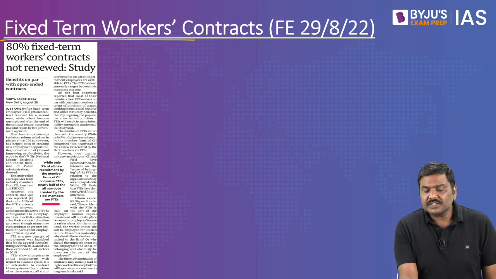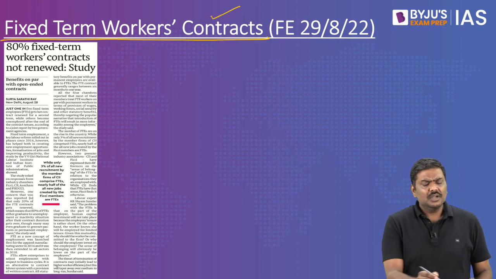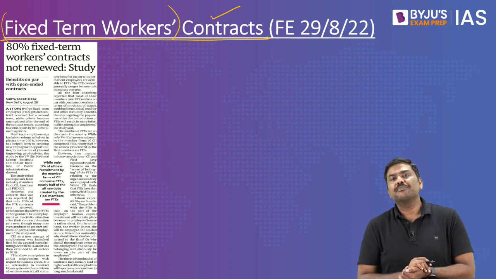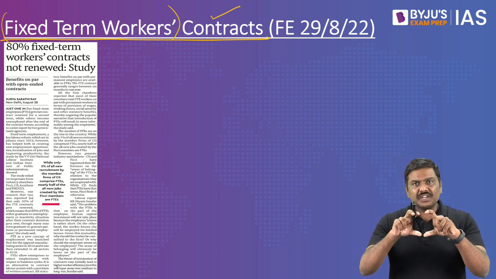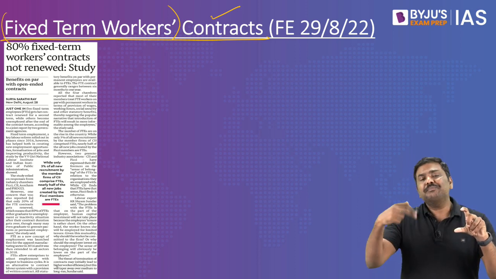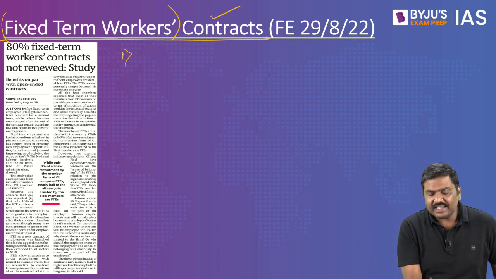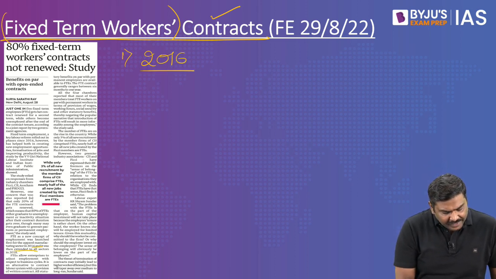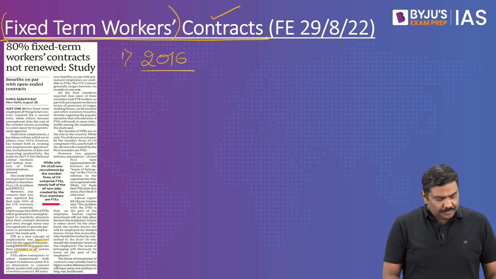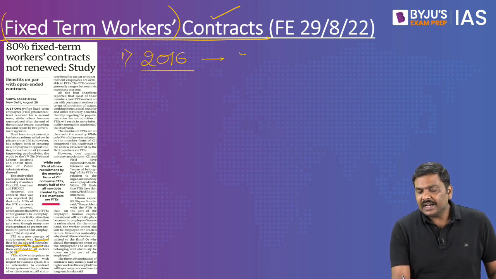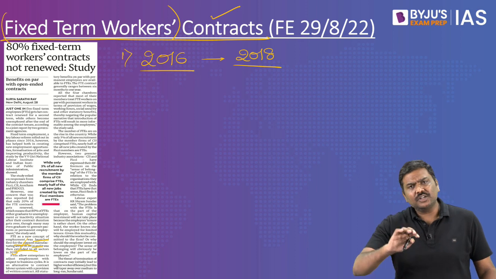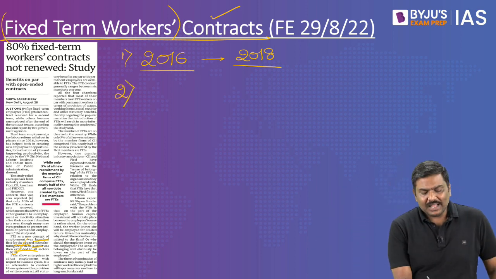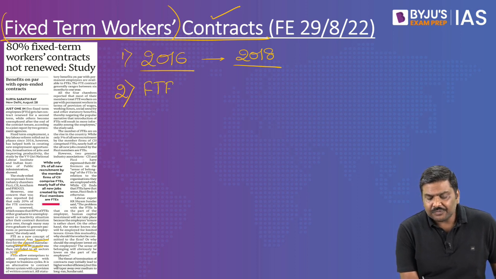Fixed term workers contracts. First and foremost, what do you mean by the fixed term workers? Let's try and understand the basics here first. The idea of a fixed term employment was implemented by the government back in the year 2016. Initially, it was implemented in apparel manufacturing, and over a period of time, from 2018, it has been extended to all the sectors.